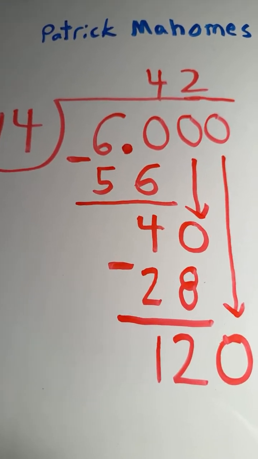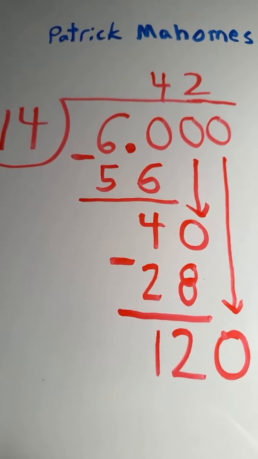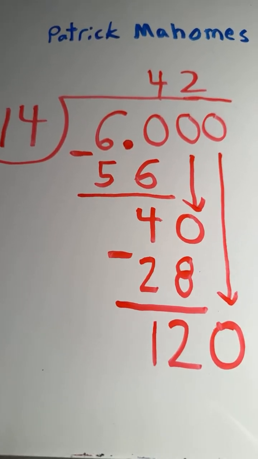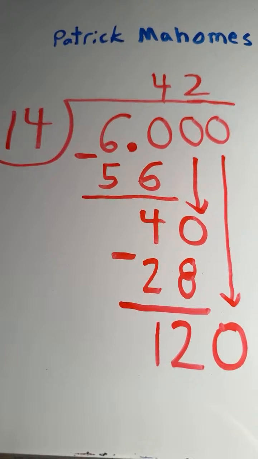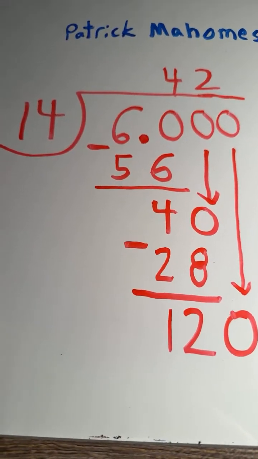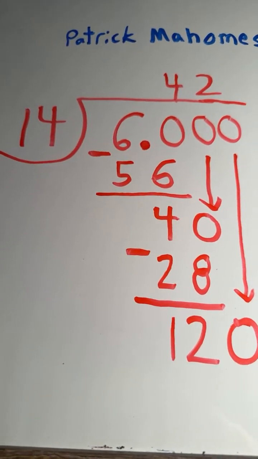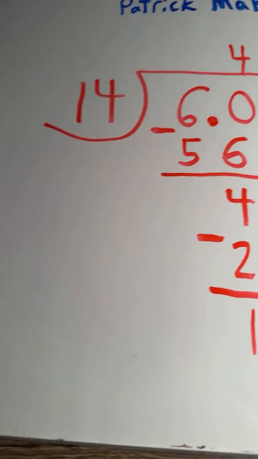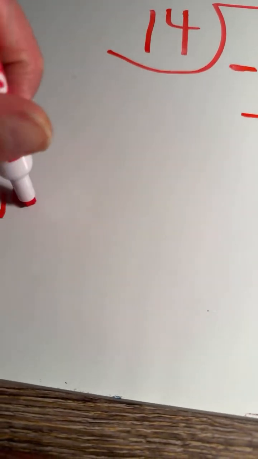The Chiefs are losing bad right now. The Chiefs are losing bad, and I am calculating Patrick Mahomes' completion percentage. So next step, I got to figure out how many groups of 14 go into 120. So counting by 14s here, let's see.